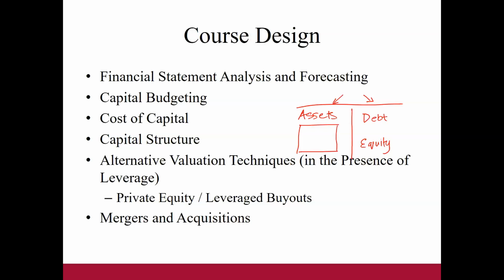So six modules. There's at least one case that goes with all of these. The reason why I say at least one is because for mergers and acquisitions, there are two cases we're going to discuss. And with alternative valuations, with leveraged buyouts, we're going to do two cases as well. So I'm going to walk you through how those cases will be handled and how you're going to be evaluated in this course now. Any questions so far? These are the six main modules, basically.